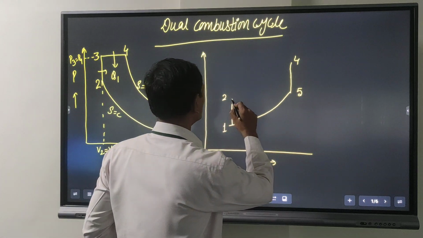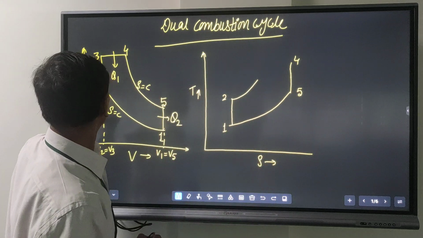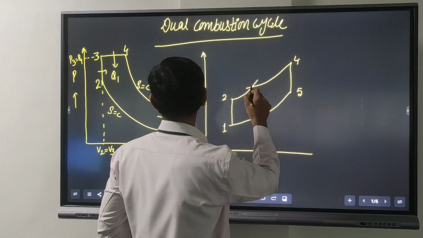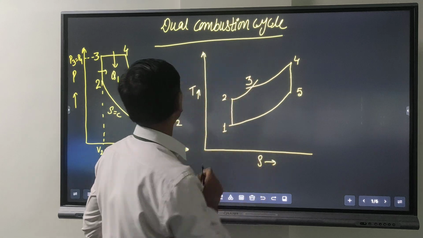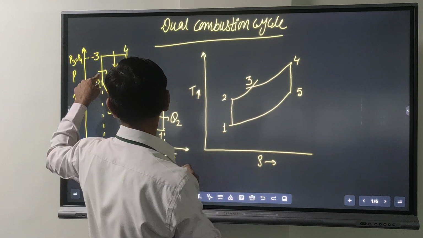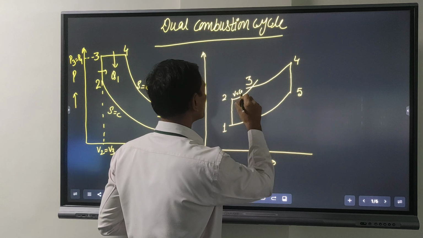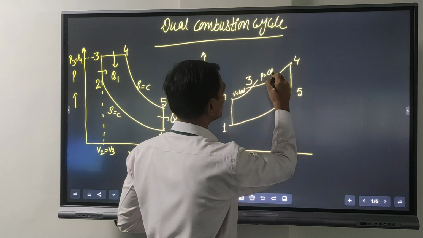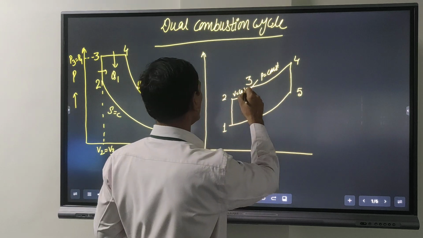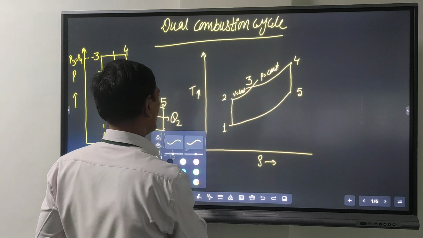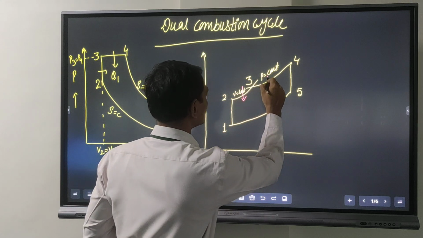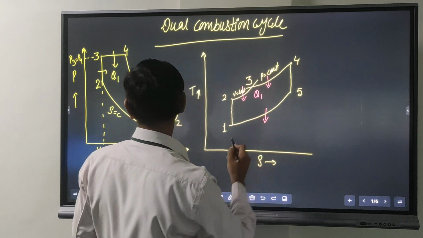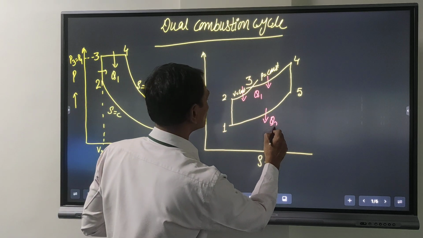So here this is the isochoric process, and here it meets at the point 3. This is the isochoric process, volume constant, and this is the isobaric process, pressure constant, and heat is added at 2 to 3 and 3 to 4. Here heat added is Q1, and heat rejected at 5 to 1 is Q2.